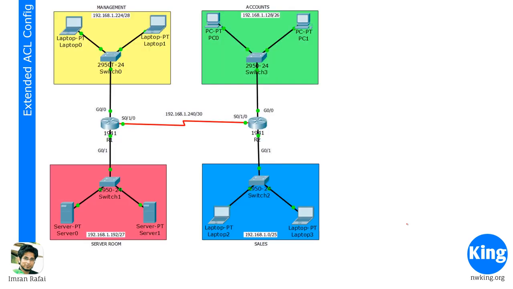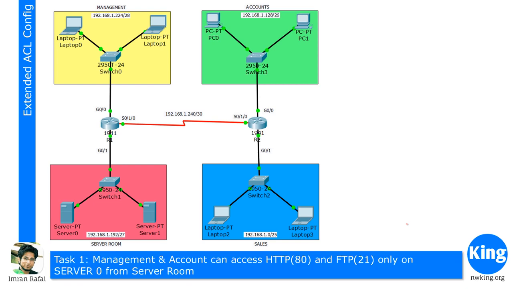Right, so let's look at a scenario, and we'll try to configure this. Our first task says management and accounts can access HTTP port 80. HTTP 80 is nothing but web traffic, right? And FTP traffic only on server 0, right? That means this whole network of management can access server 0, and this whole accounts network can access server 0, right?